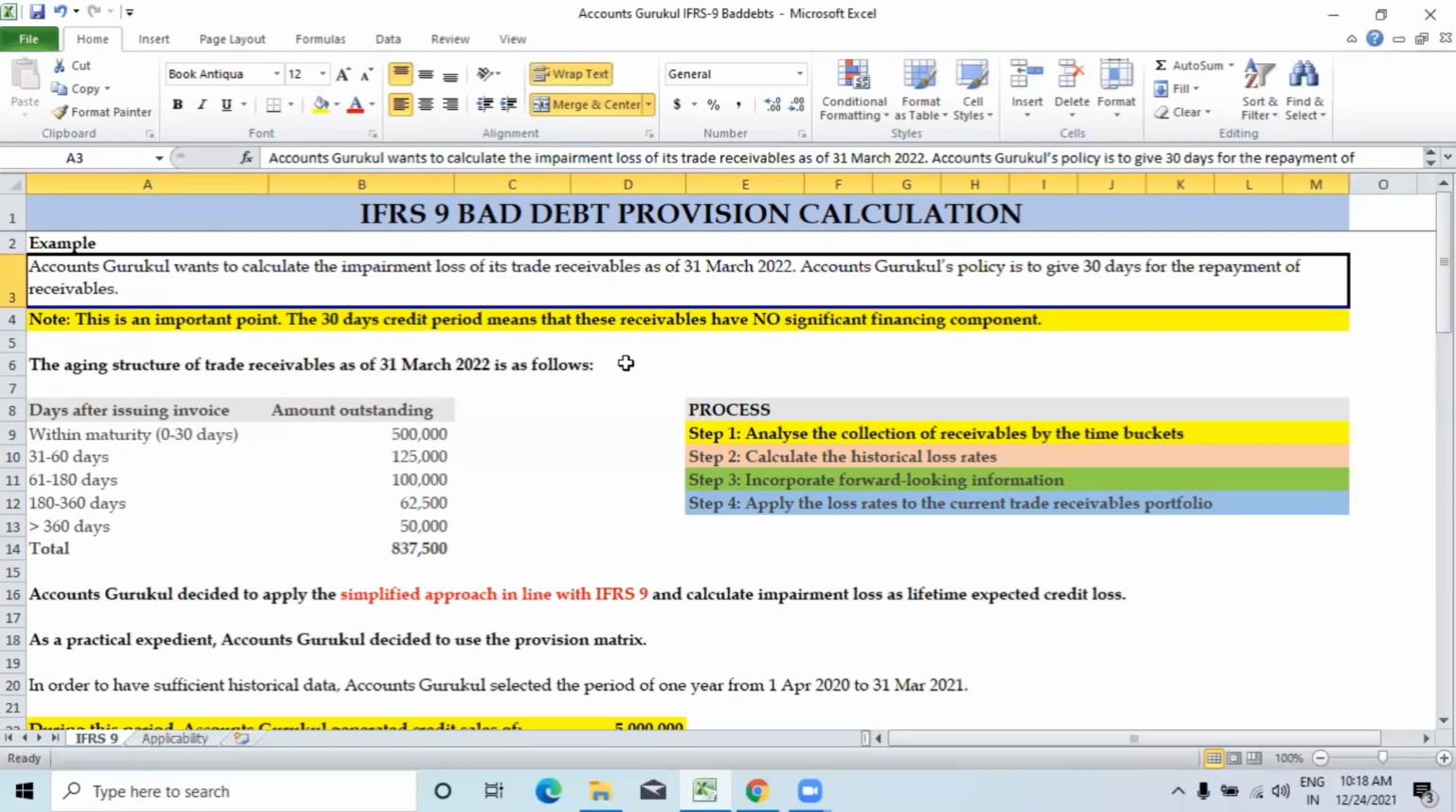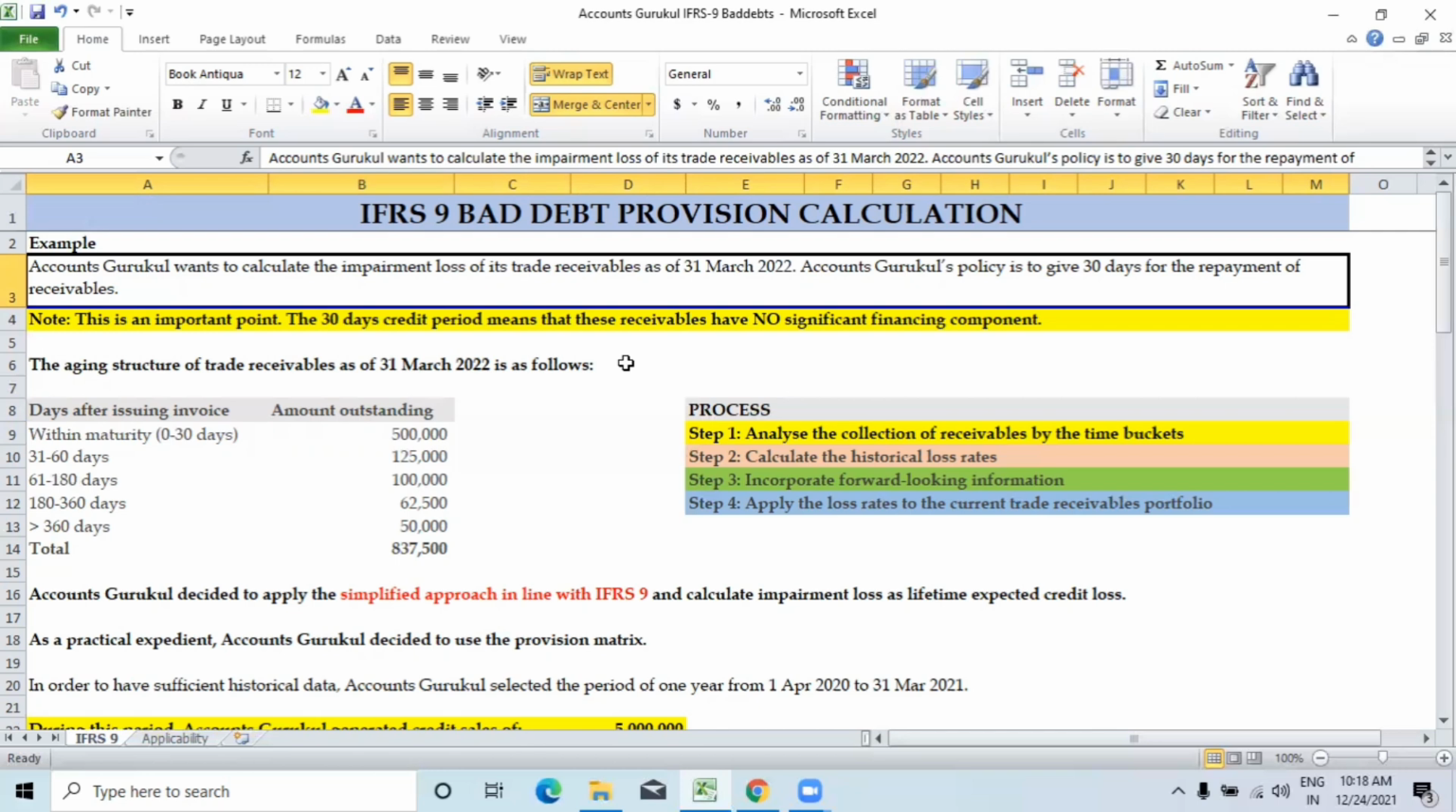But what we are thinking is, there might be the 31 to 60 days or 61 to 180 days buckets. Those are our good debtors, but there might be some bad debts already hidden in that good. So that's what we are going to understand through International Financial Reporting Standard 9.